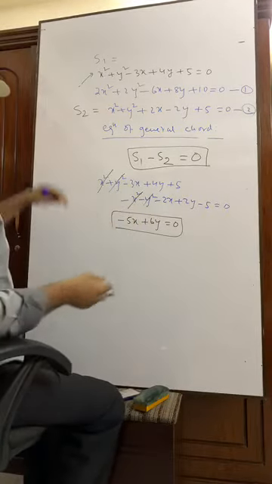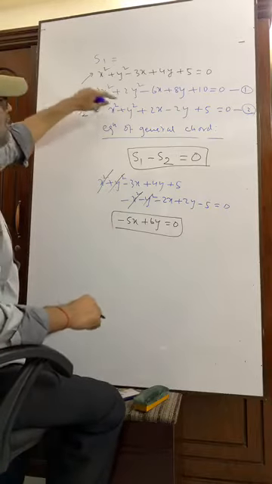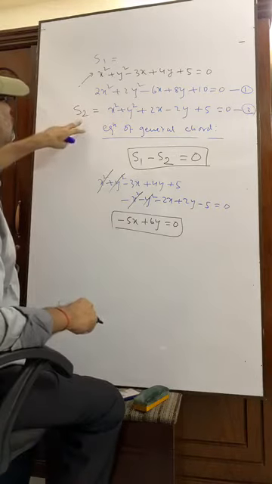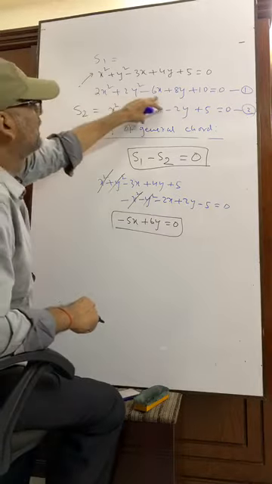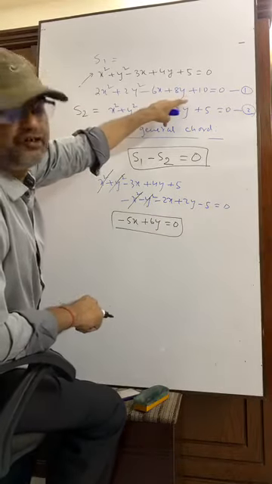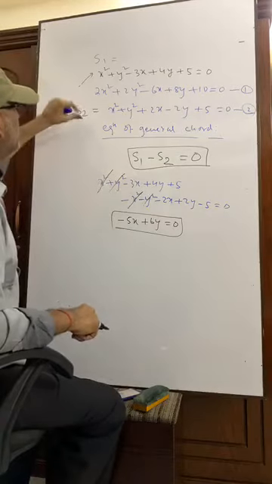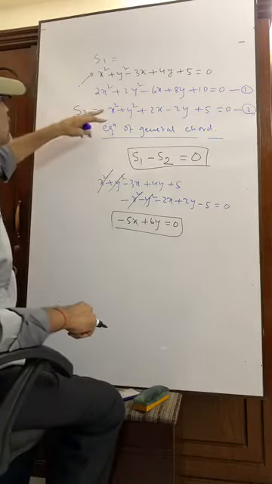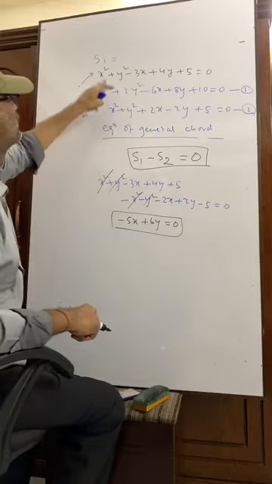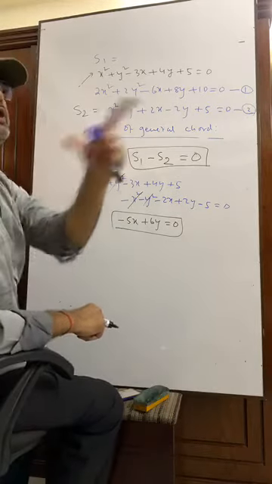But if you subtracted one from the other without making the coefficients 1, it would not be a straight line, right? So when you subtract, you will see whether the coefficients of x square and y square are 1 everywhere or not.